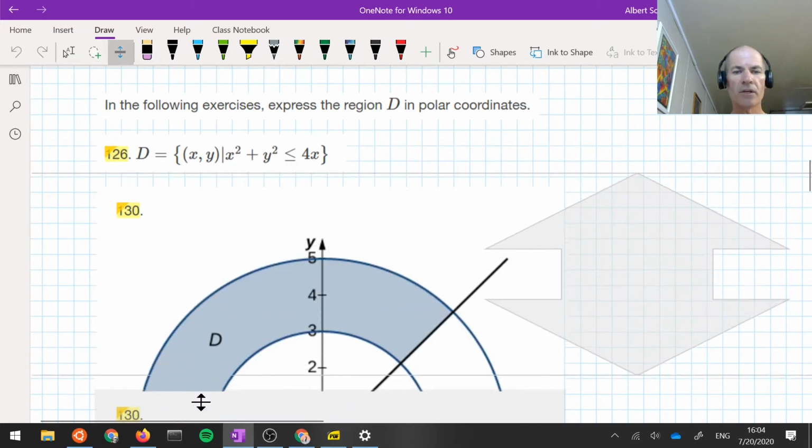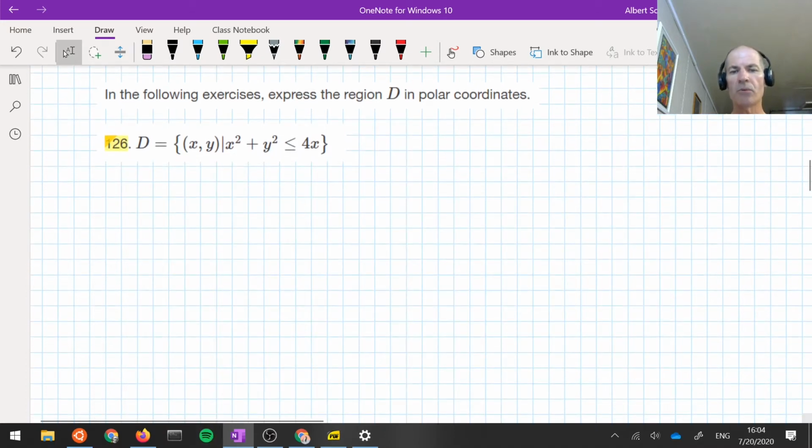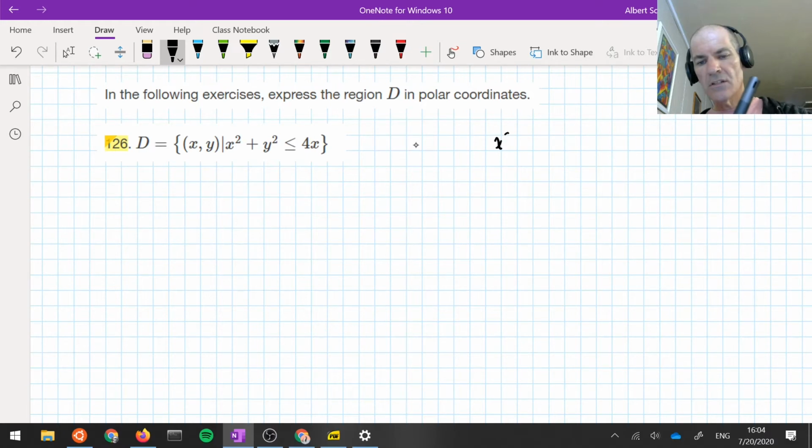We're starting with, in the following exercises, we want to express the region D in polar coordinates. Let's look at this region D, and honestly it's not important that we understand what this region looks like, but let's do it anyway as a form of review. We're looking at the region where x squared plus y squared is less than or equal to 4x.